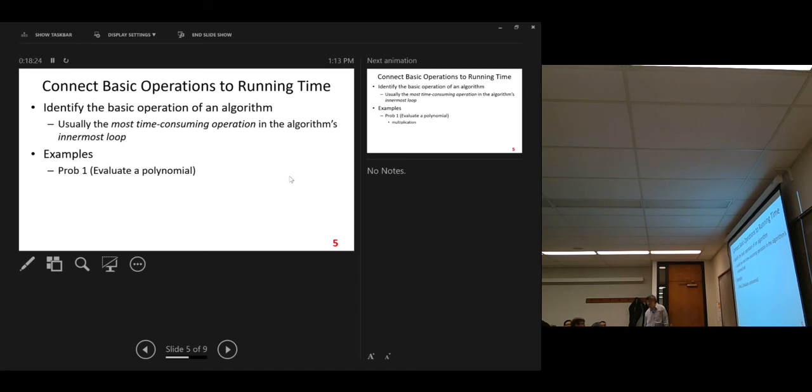All right. Examples. Let's look at our examples. In our problem 1, we know multiplication is the basic operation. Problem 2 and 3.